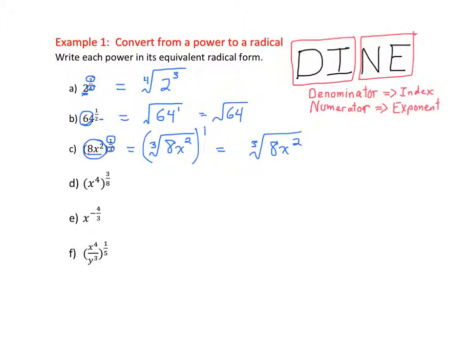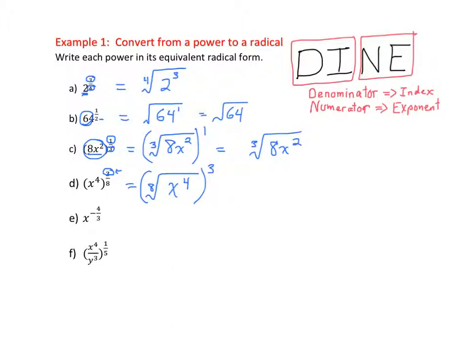The next one is similar, but this time our numerator is not a 1, it's a 3. So our denominator is 8, so we have the 8th root, and all of that root is going to be raised to the power of 3 because that was the numerator. The radicand is what's in the brackets, so x to the 4.